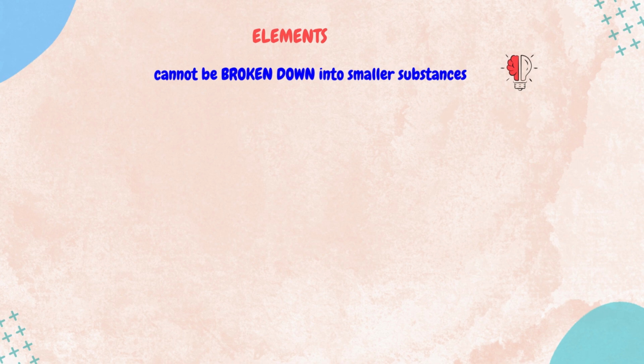Did you know? Gold is an element. It's so stable it doesn't rust, tarnish, or corrode. Basically, the diva of the periodic table.